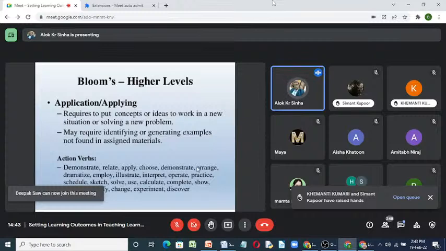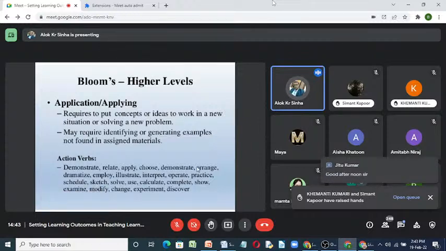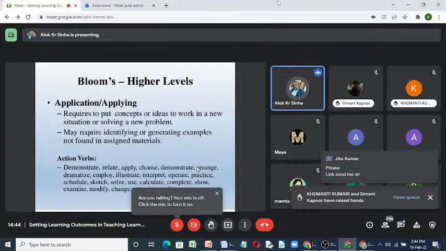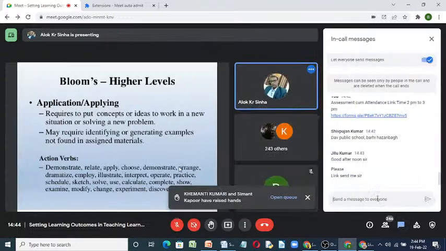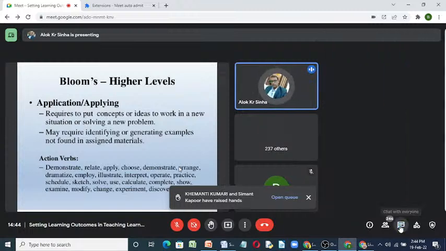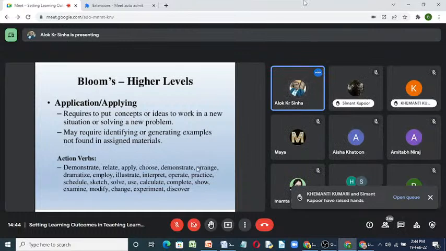Third one is application or applying. It requires putting concepts or ideas to work in a new situation or solving a new problem. All the three levels discussed earlier can be applied in this segment. If you know that, then you can apply the things. It may require identifying or generating examples not found in the assigned materials, so key points which are not found in the assigned material.